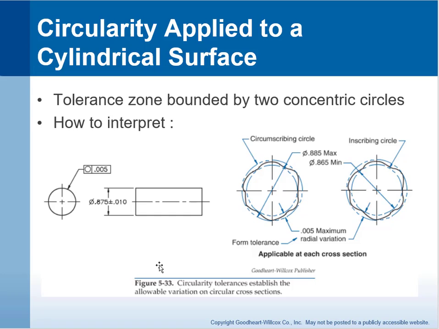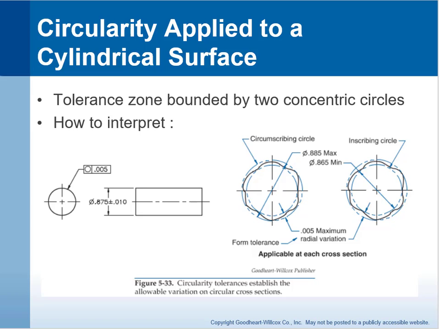If we took any of the elements along the length of that shaft and we were to spin them around, we would have something like this. Each element would have to fit within these two concentric circles. That's what circularity means.